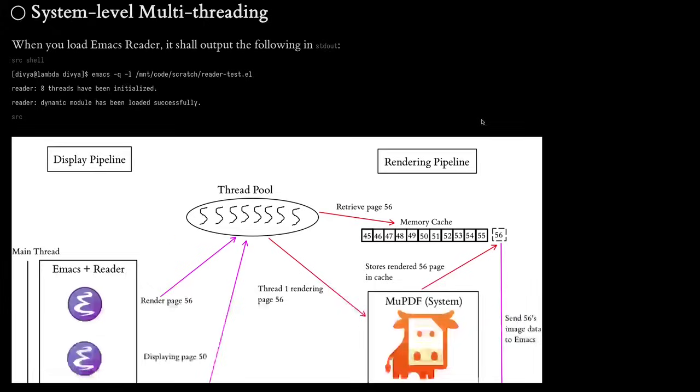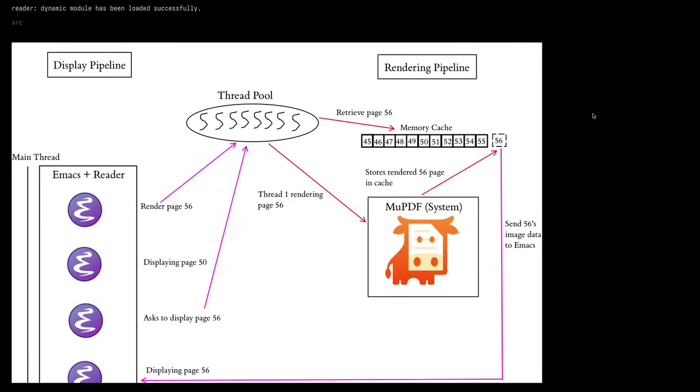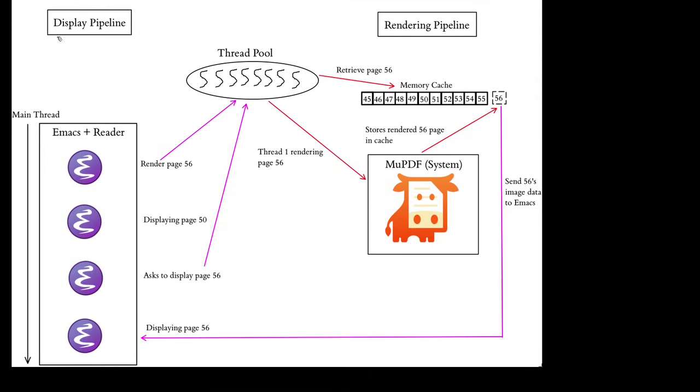part. So if you look at this graph, we have two parts here. We have the display pipeline and we have the rendering pipeline. In the display pipeline, we have just the Emacs session, which has the reader loaded, and that's the main thread. And then we have the rendering pipeline, which has the MuPDF system package dynamically linked. So when you load Emacs Reader, we initialize a thread pool with 8 threads.